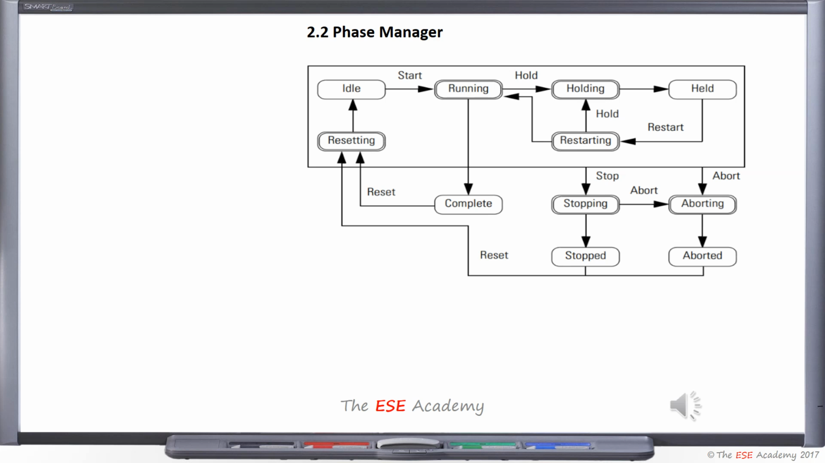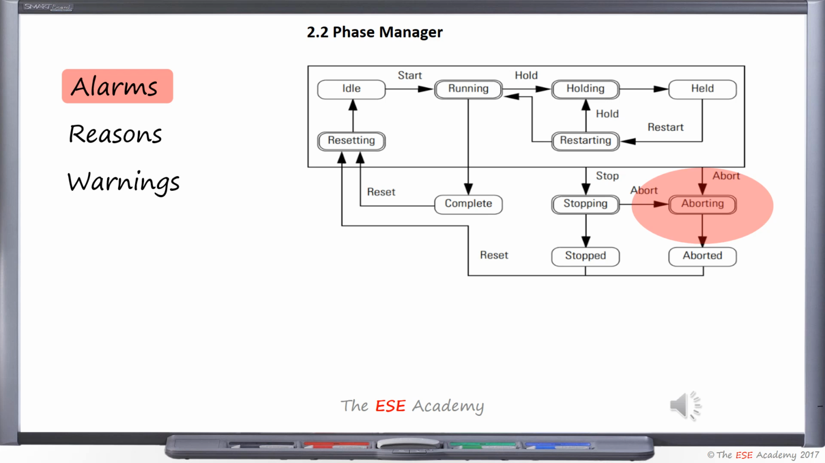To achieve the goal of event classification, Phase Manager can be used to separate events into alarms, reasons, and warnings. Alarm: an alarm causes the system to abort its mission. Reason: a reason brings the system into a hold state. Warning: a warning allows the system to keep running, but it also warns the operator that the performance of the system could be compromised.